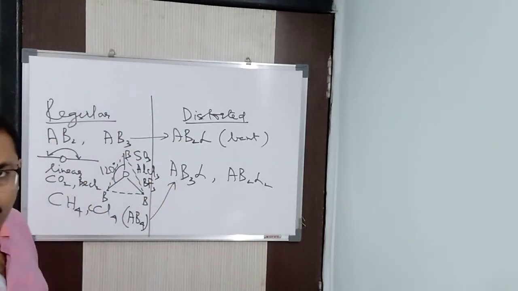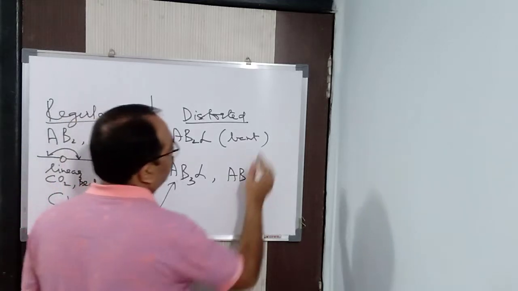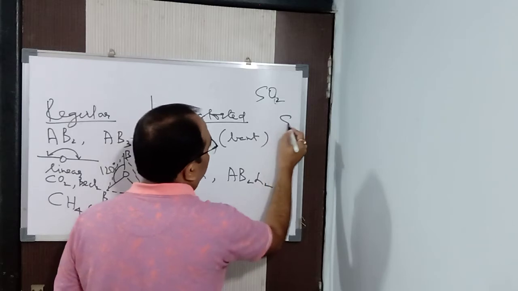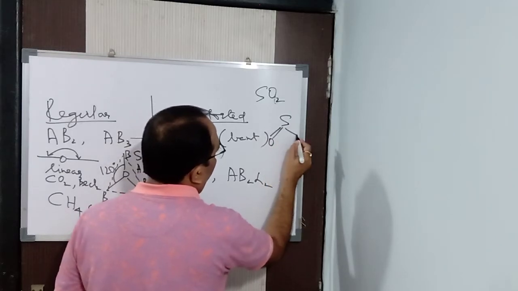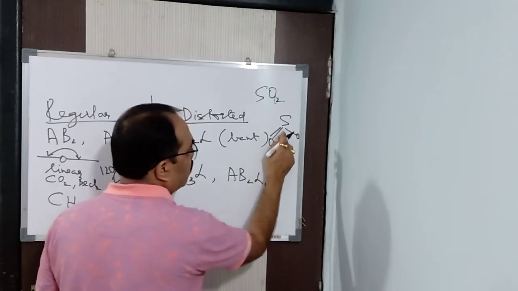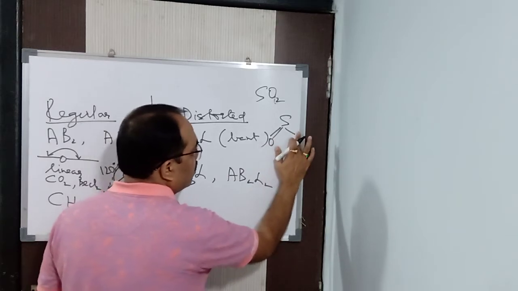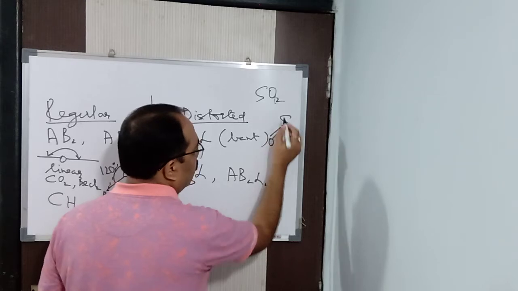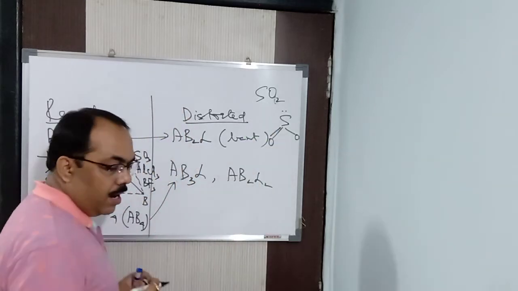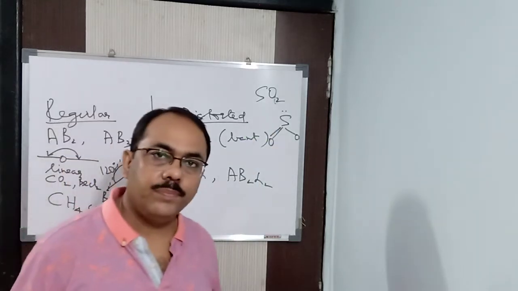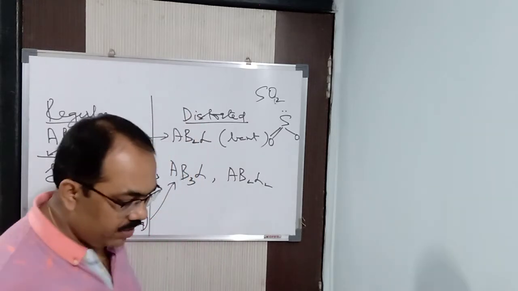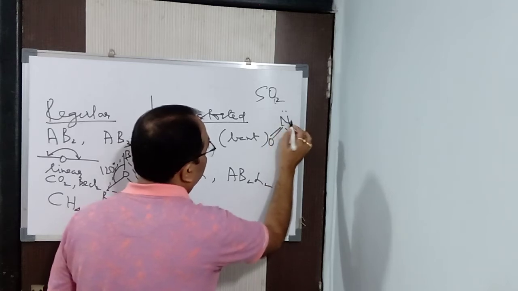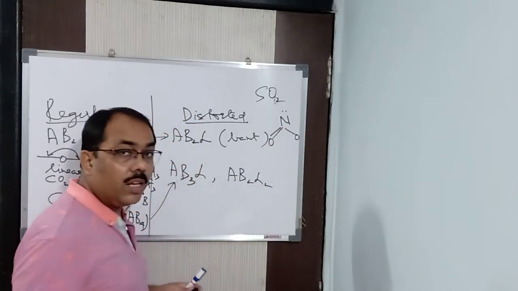Now what is the example we can give here? We can give the example as SO2. Now you might be thinking, SO2, how is it? See here, sulfur has one double bond and one single bond with oxygen. One oxygen is attached by a single bond to sulfur and the other oxygen is attached by a double bond, and we are having a lone pair of electrons here. In this way we can have SO2, and we can have NO2 also. Instead of S you put N here.